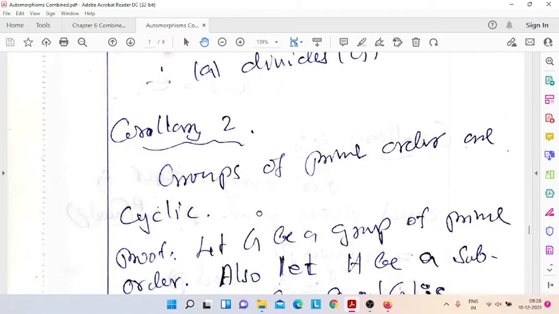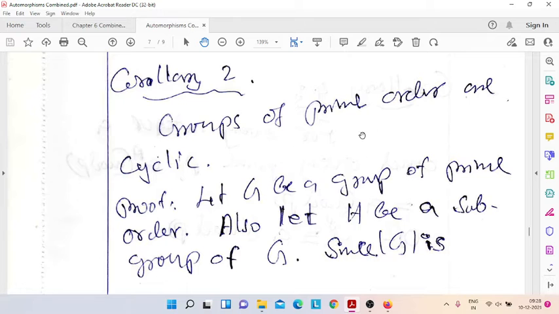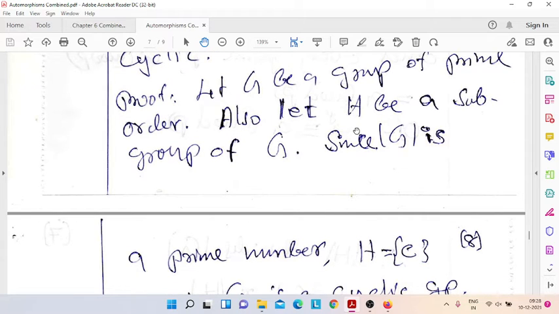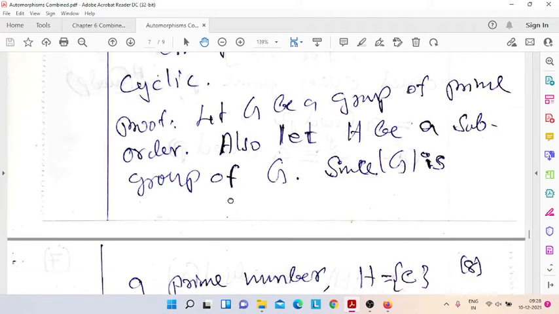Next, corollary 2. Groups of prime order are cyclic. As a proof, let G be a group of prime order. That means its order is a prime number. Also, we assume that H is a subgroup of G.